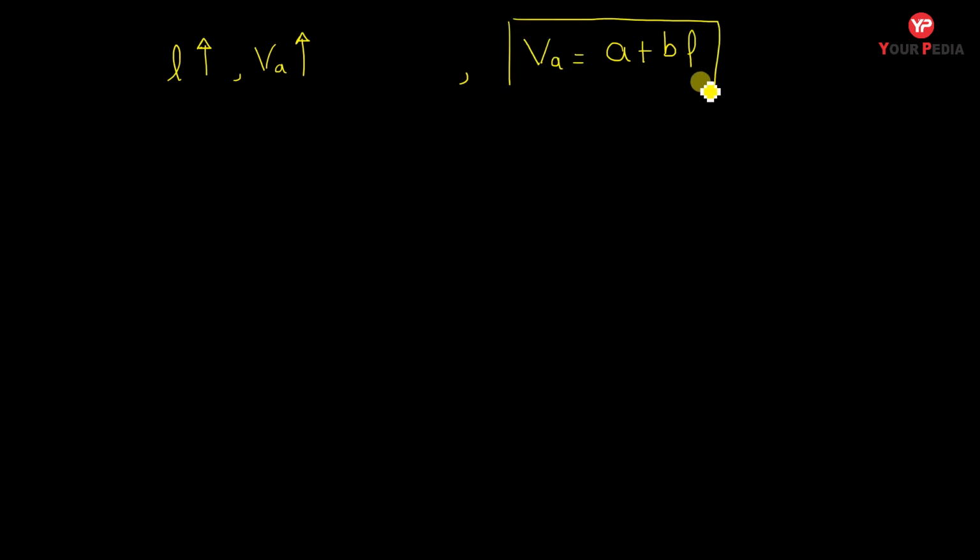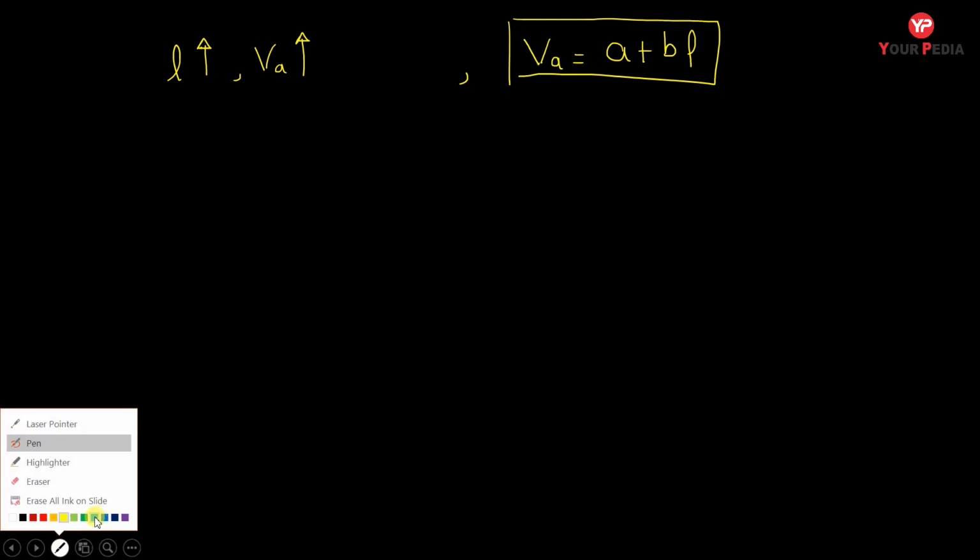Next is how we can calculate VA and how we can calculate V. As we know, as the arc length increases, the arc voltage also increases. The more the gap, the more voltage is required to jump the electron. So there is an empirical relation between VA and L. You have to just remember that VA equals A plus BL. This is the relation for arc voltage and arc length.